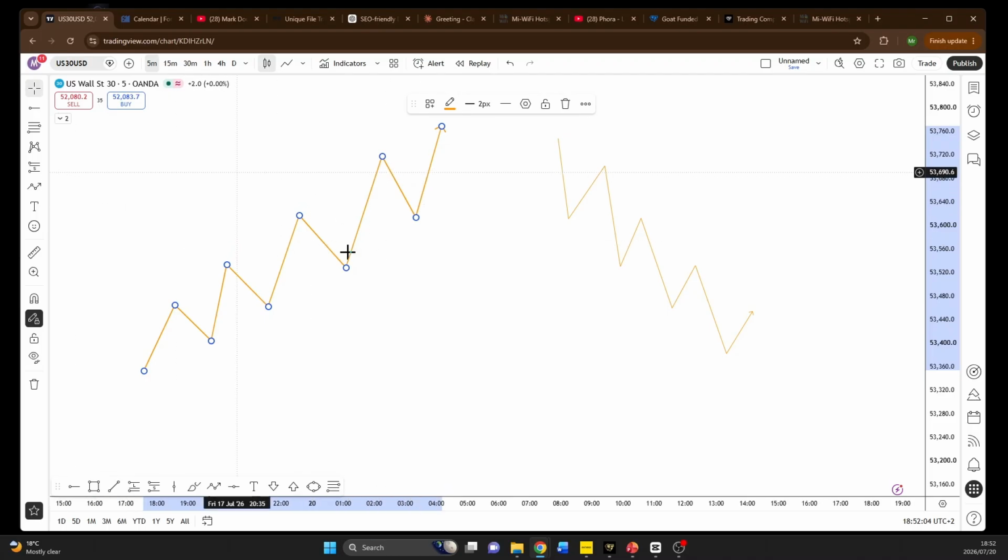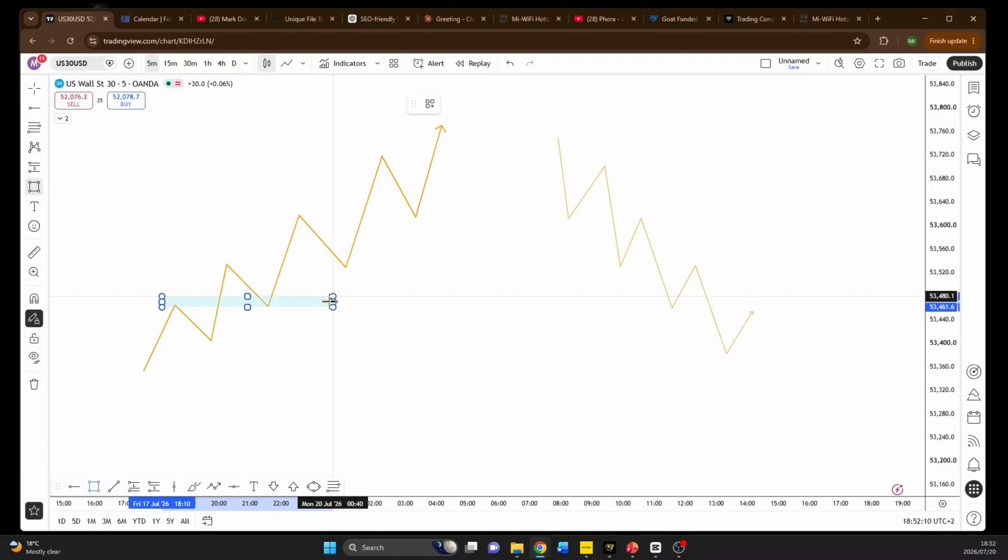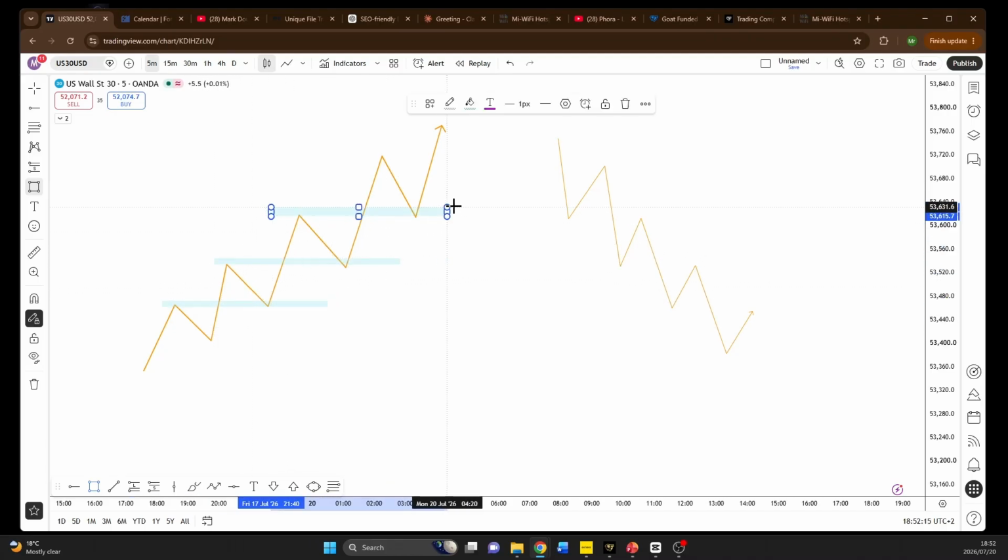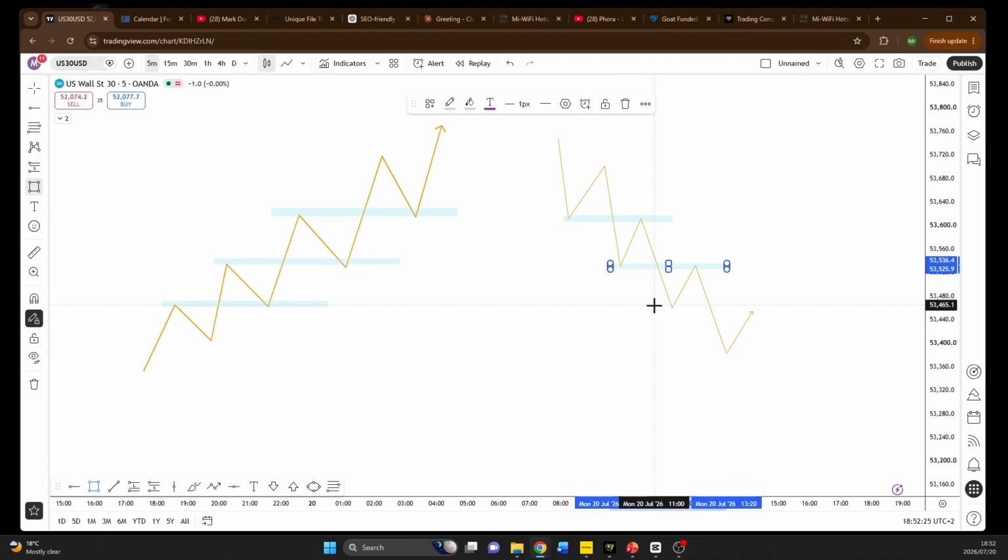For entry points, there's a zone like this where I usually target my entry. This is where I usually buy in an uptrending structure, and in a downtrend this is where I usually sell. You must always sell high when it's a downtrend, and when it's an uptrend, you must buy low.